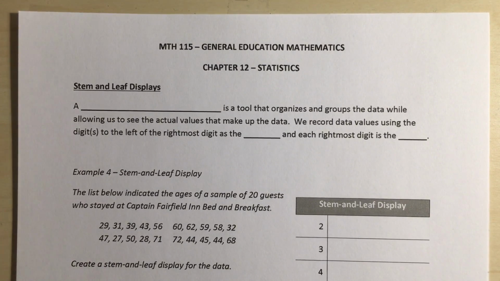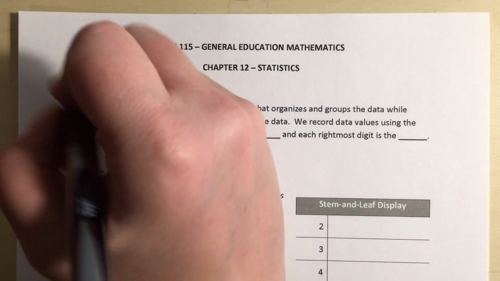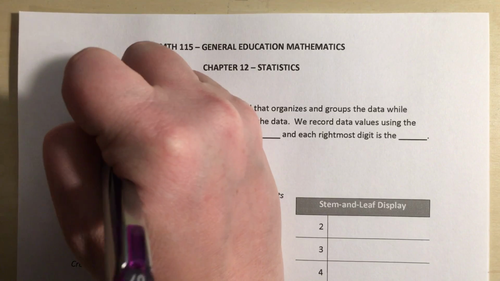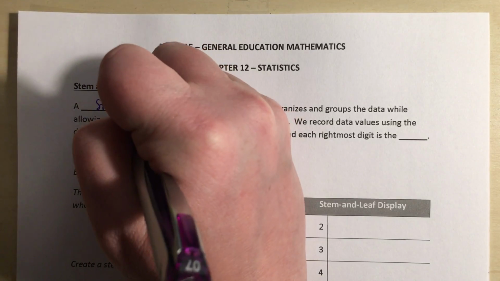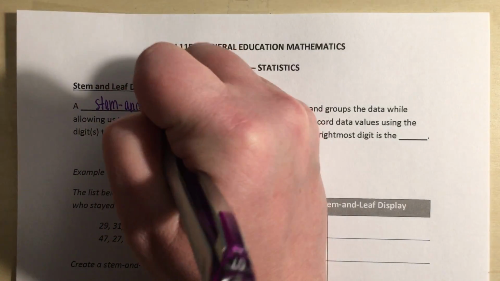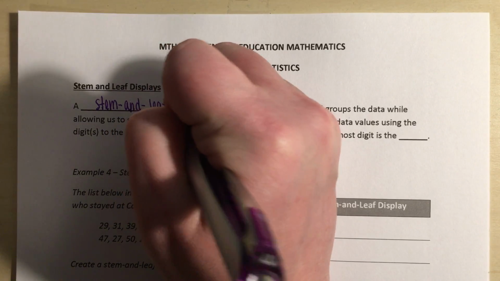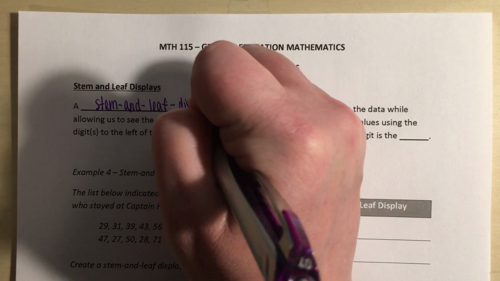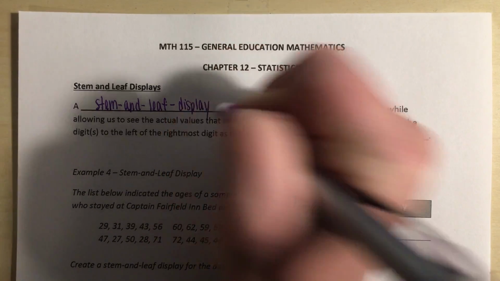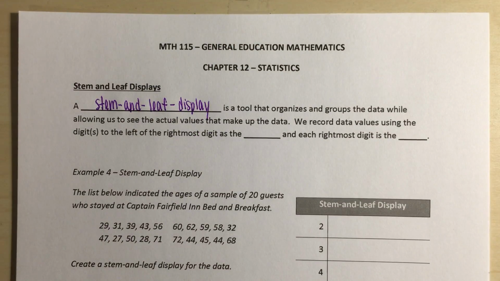All right, the next type of graph that we're going to look at is going to be a stem and leaf display. A stem and leaf display is a tool that organizes and groups the data while allowing us to see the actual data values that make up the data.